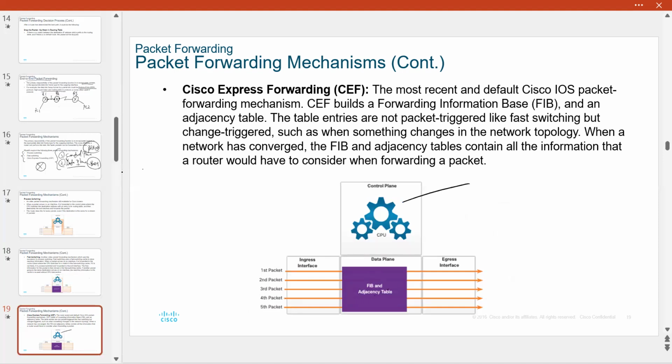Therefore, in terms of performance, you see with CEF, it will perform better than the other two that we have, because all the packet forwarding is offloaded to the data plane, which is the hardware. Right.